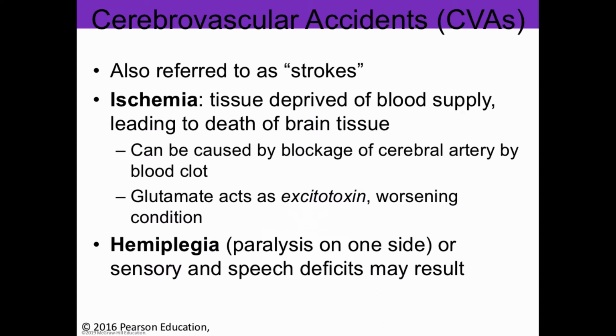So cerebrovascular accidents, also known as strokes, occur when blood circulation to a brain area is blocked. Thereafter, the brain tissues die of ischemia. To help you out, ischemia is nothing more than a reduction in blood supply that impairs oxygen and nutrient delivery. The most common cause is a blood clot blocking a cerebral artery.